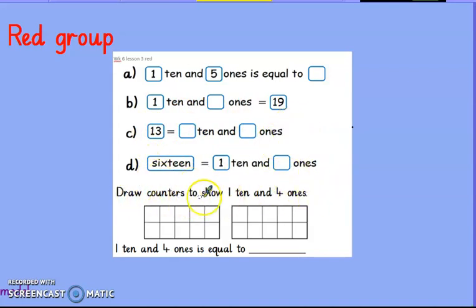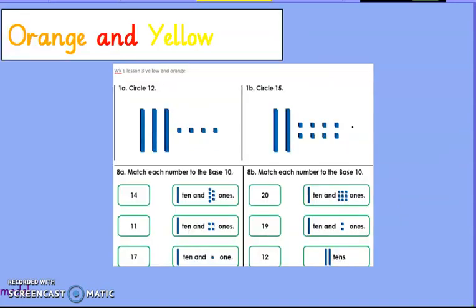So it says draw counters to show 1 10 and 4 1s. So we had lots of practice at that yesterday. You draw your 10s, you draw your 1s. 1 10 and 4 1s is equal to, and then you can count them up and work out your answer. Orange and yellow, you've got very similar.